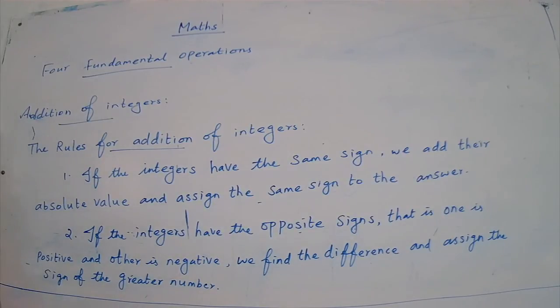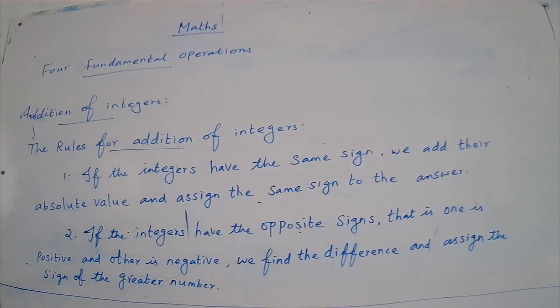Addition of integers. The rules for addition of integers. First one is, if the integers have the same sign, we add the absolute value and assign the same sign to the answer. And the second one is, if the integers have the opposite signs, that is, one is positive and the other is negative, we find the difference and assign the sign of the greater number.